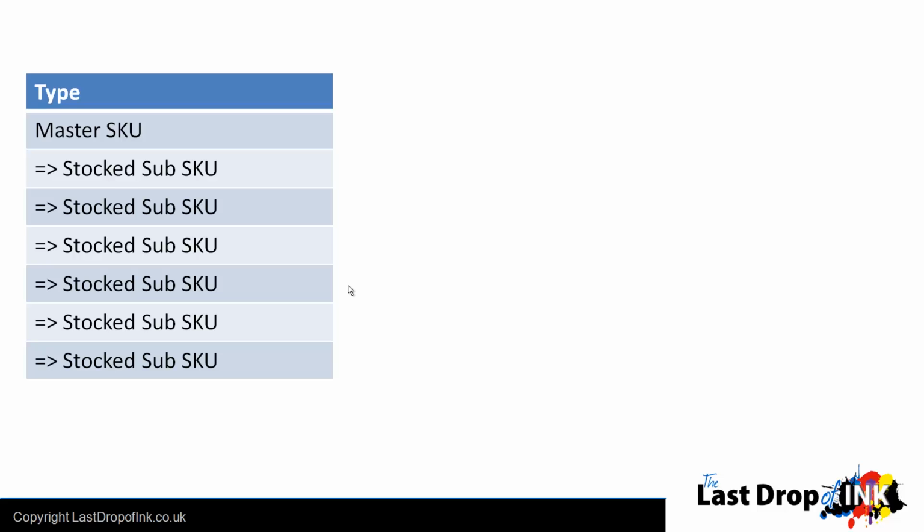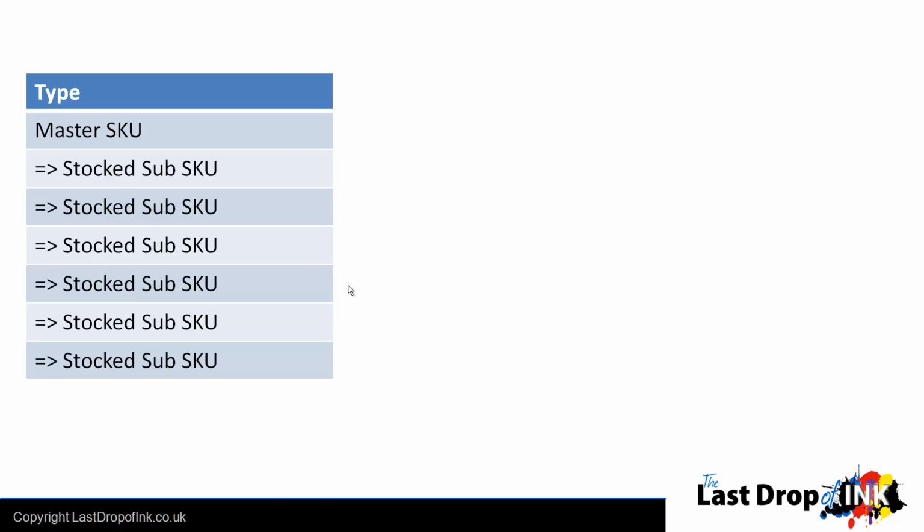Okay, so I've created a little table on my screen, and you can see that we've got a master SKU and some stock sub SKUs. Now, the best way of explaining this is to think about a pair of shoes. Most footwear is sold in sizes 3 to 8. So our master SKU is the actual SKU which gets listed onto eBay or Amazon or onto your website. That's what the customer actually sees on the marketplaces themselves.